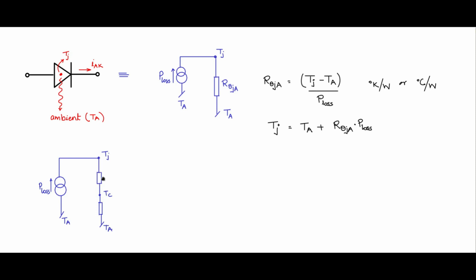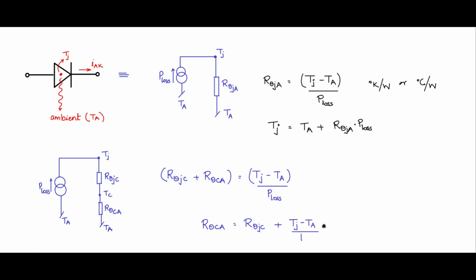So this is R thermal junction to case. This is R thermal case to ambient. So if you go by the same Ohm's law thermal equivalence, you have R thermal Jc plus R thermal Ca equals the difference Tj minus Ta by P loss, or R thermal Ca is equal to Tj minus Ta by P loss minus R thermal Jc. So this is a design equation.